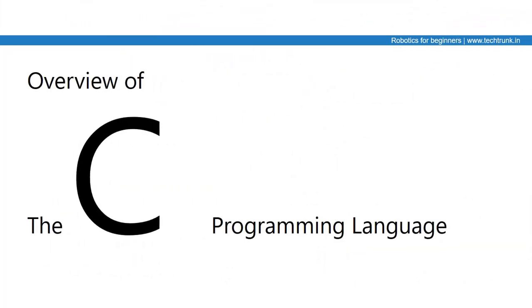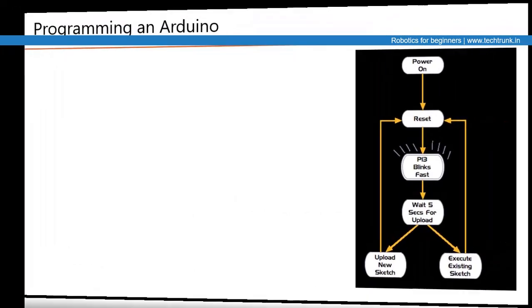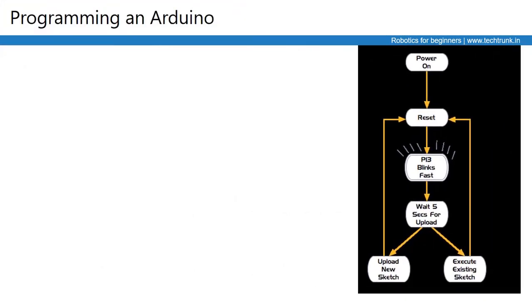Now let's talk about some basic ideas of programming and the C programming language. Talking about the C programming language, we first power on the device, reset the device, and upload a sketch on Arduino. After uploading the sketch, we execute the existing sketch and the LED starts blinking after 5 seconds. So this is the simple idea of blinking an LED using Arduino.